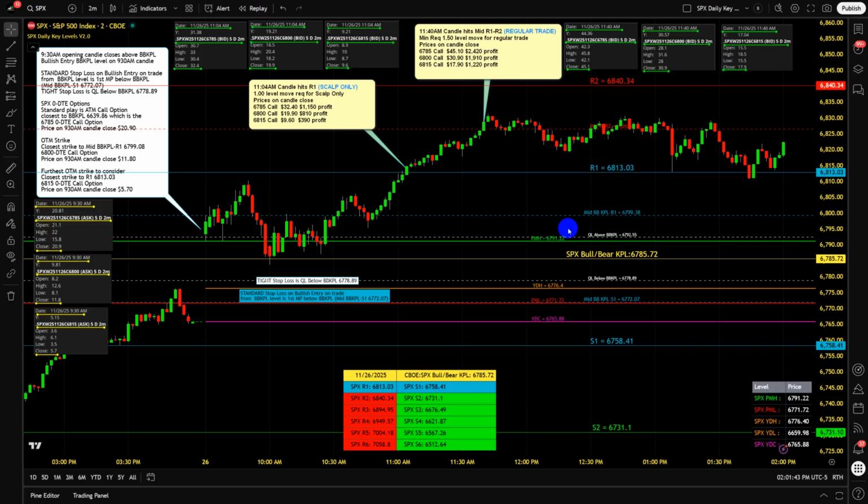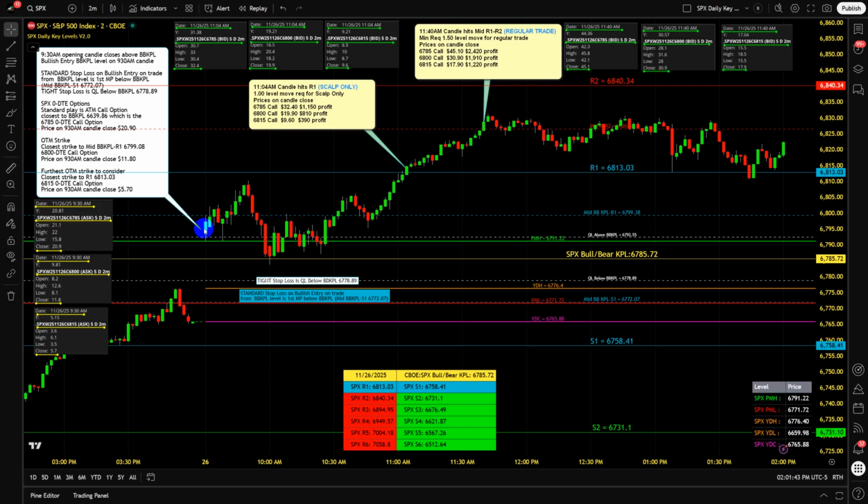Okay, so in today's session we have the 9:30 a.m. opening candle closing above the bull bear key price level. It is still within the acceptable range for a trade off of the bull bear key price level, so that is our bullish entry signal for a trade off of the 9:30 a.m. opening candle.